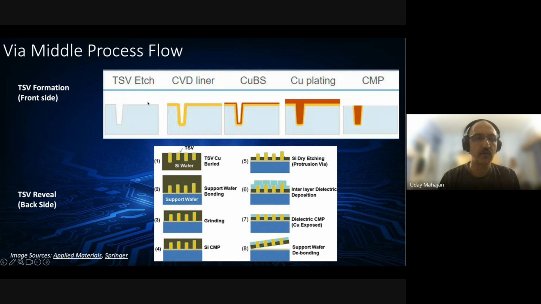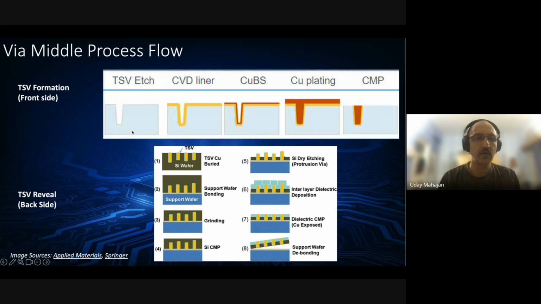Then you put down a barrier layer to ensure copper does not penetrate through the TSV sidewalls, followed by a copper seed layer for enabling the electroplating of copper that follows. And then you polish it down to leave the copper buried only inside the TSV. This is how the TSV is formed.